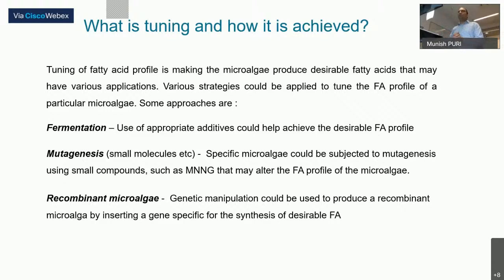So some simple approaches are mutagenesis. With this, we have done some work, and there are some reports appearing in the literature. Some recombinant microalgae, people are manipulating with respect to Chlorella and with respect to Scenedesmus, so that those microalgae can be manipulated for improving lipid content so that biofuels can be produced in a cost-effective manner.